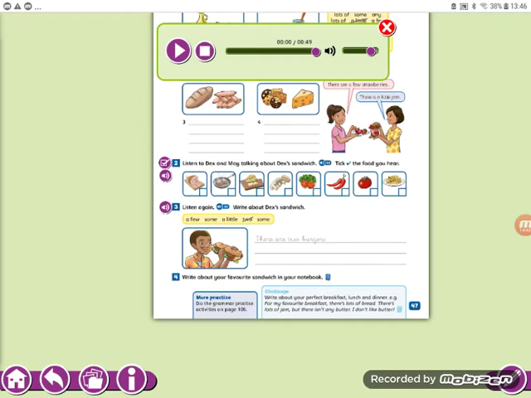Okay, so now you have to complete what the sandwich contains. Tenemos que poner qué contiene su sándwich. Y eso lo tenéis que hacer cada uno solo y escribirlo en el cuaderno y ya lo corrijo yo. ¿Vale? Do you understand? Okay, perfect.